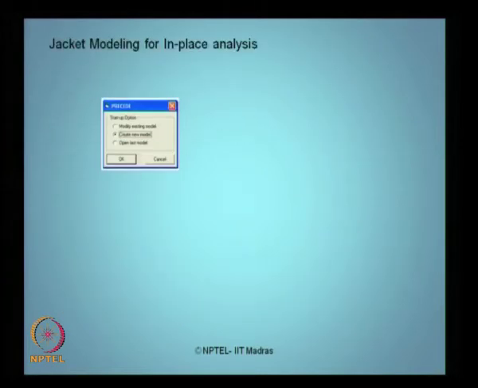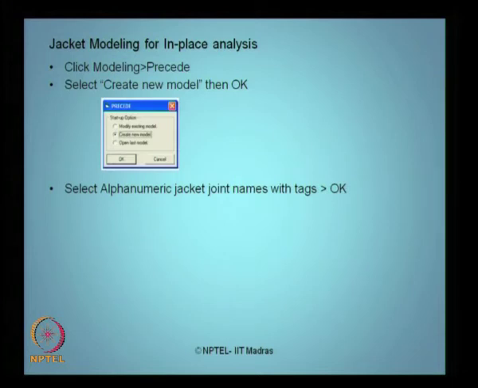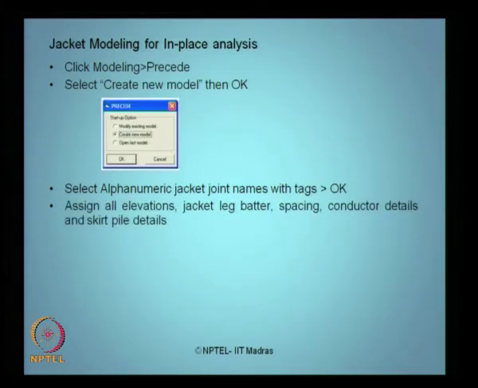So, once you do this, then the jacket modeling can be done for in place analysis using this particular pull down menu which is called Precede. Precede is a pull down menu. So, click the modeling Precede as you see on the screen here, create a new model, then say OK, then select alphanumeric jacket joint names, for example A1, A3, the joint names are going to be generated, select them with tags, then press OK.